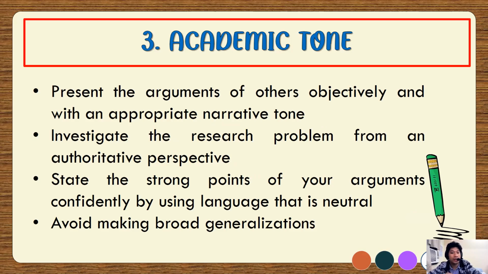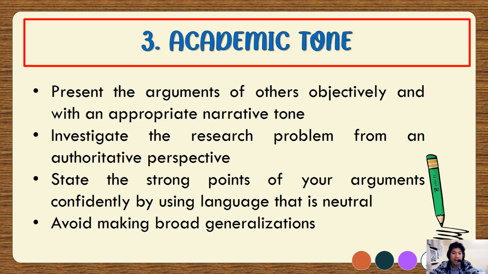Aside from that, another stylistic element is the academic tone. The overall tone refers to the writer's voice in a written work. It is what the readers might perceive as the writer's attitude, bias, or personality. When writing in an academic tone, you must take into consideration the following points. You have to present the arguments of others objectively, not subjectively, wherein you put your emotion. Okay. And of course, with an appropriate narrative tone.